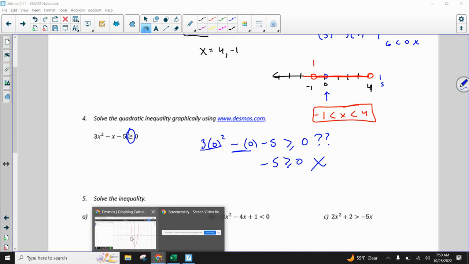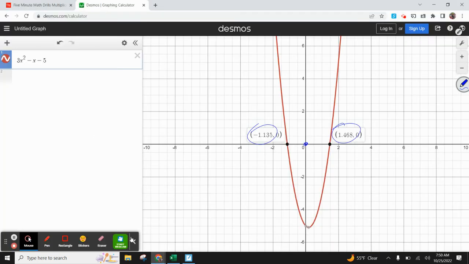So when we look at this graphically, what we're saying is in between here will be numbers that don't work. So it has to be numbers going this way and numbers going this way. So when we're looking at the answer, it would be x is less than negative 1.135, or x is greater than 1.468. And that's how we would do it.